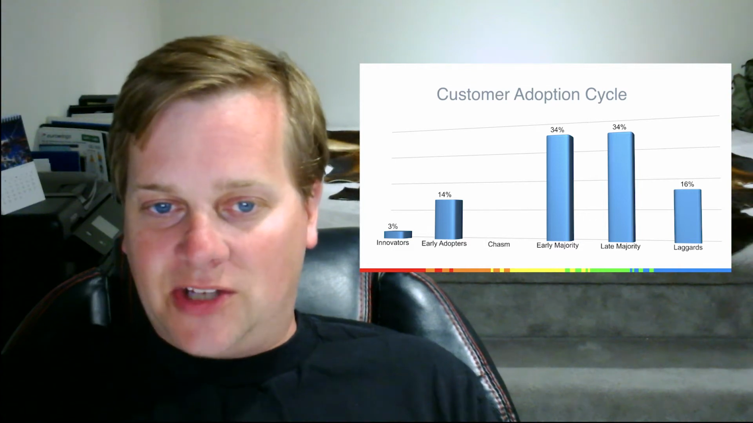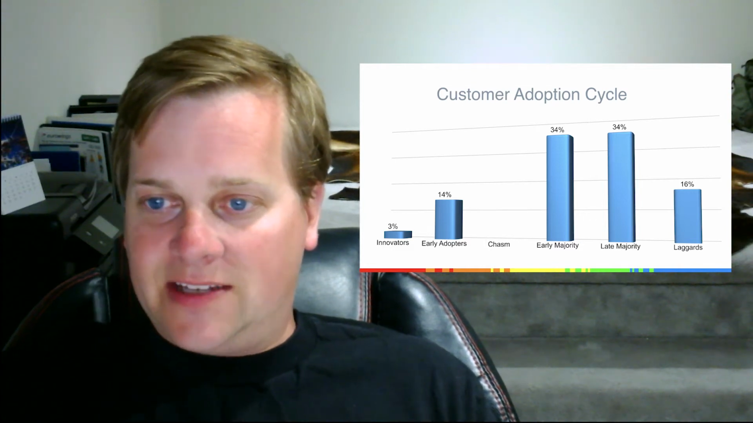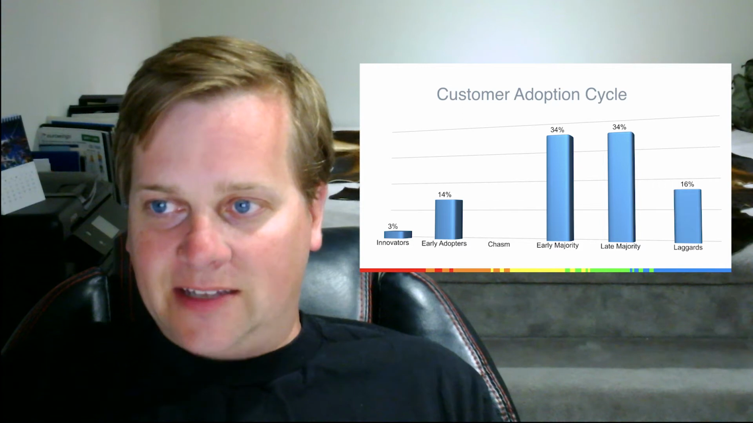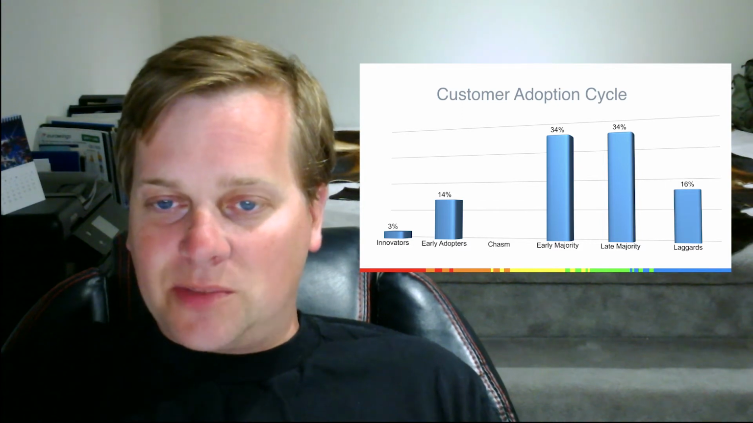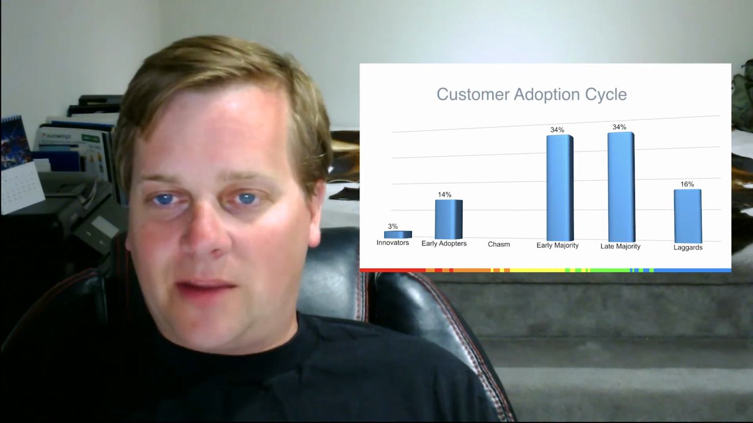And you can see your edges here. You have your innovators on the front end and your laggards on the back end. This is an important customer curve, but it's not the one I want to talk about today. This is used a lot, so I just wanted to show it and talk about it a little bit. So this is not your average user. This is just where they started using your product.